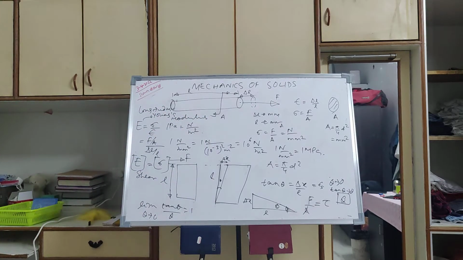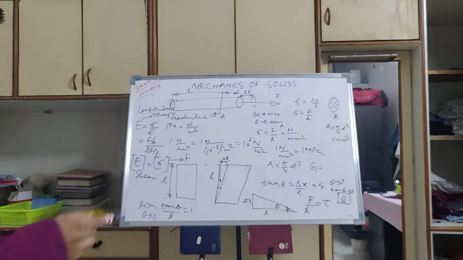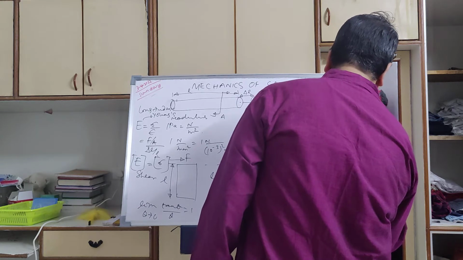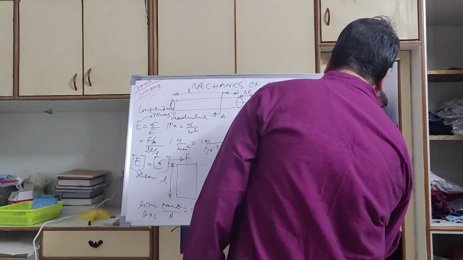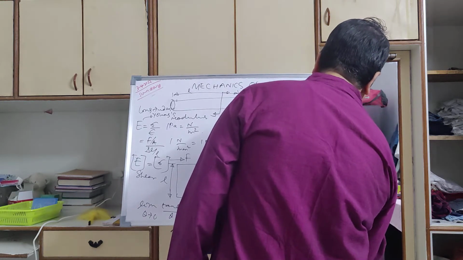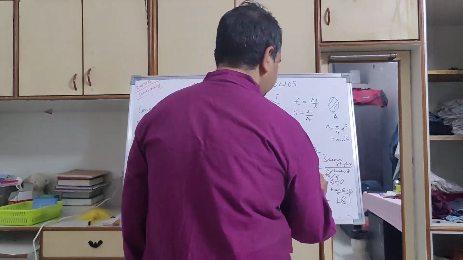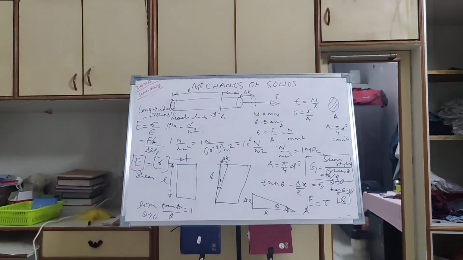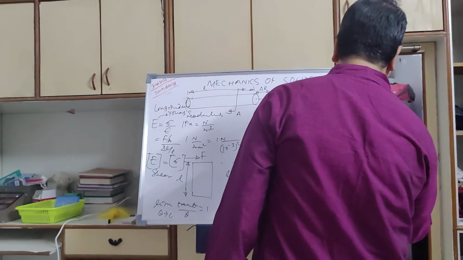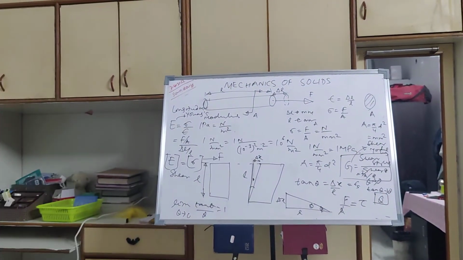Similarly, there is something called the shear modulus, also called the modulus of rigidity, named G. G is equal to shear stress by shear strain, which is F by A divided by delta X by L, or theta. This G is called the shear modulus. There is a relationship between Young's modulus and shear modulus that we will talk about later.